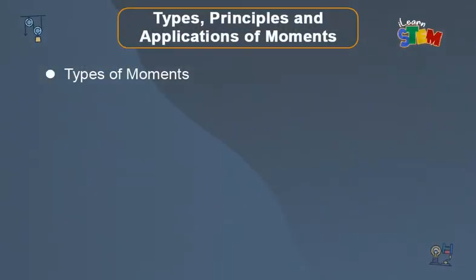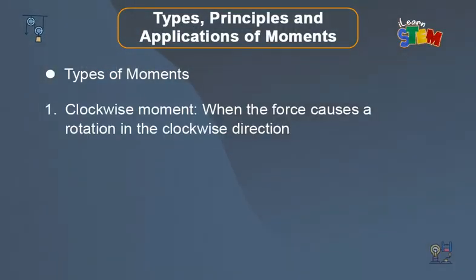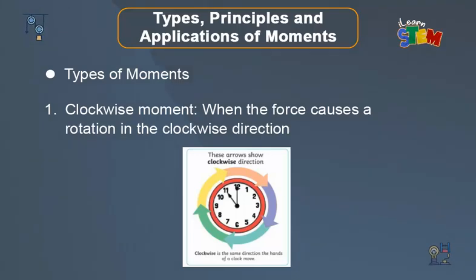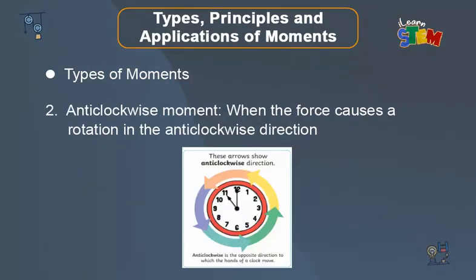There are two major types of moments. 1. Clockwise moment. This is when the force causes a rotation in the clockwise direction. 2. Anticlockwise moment. This is when the force causes a rotation in the anticlockwise direction.